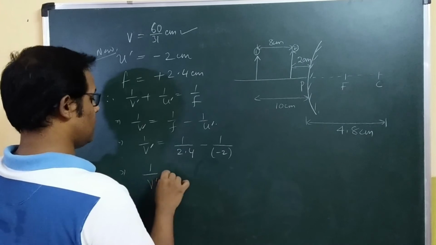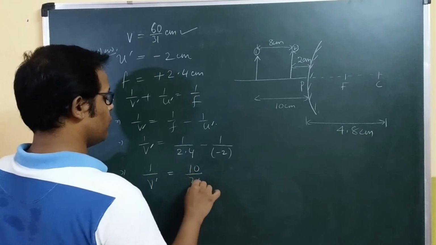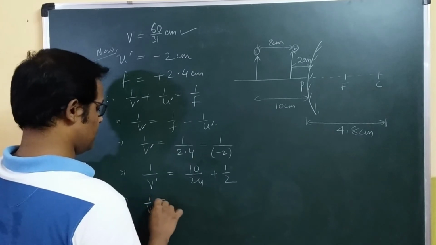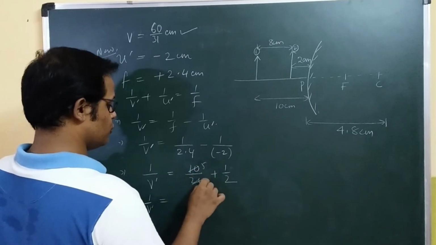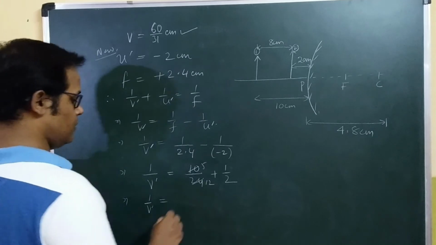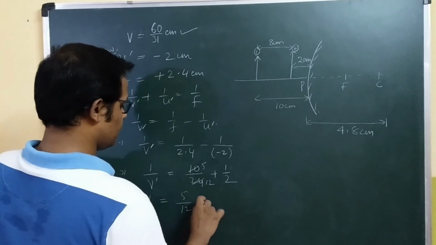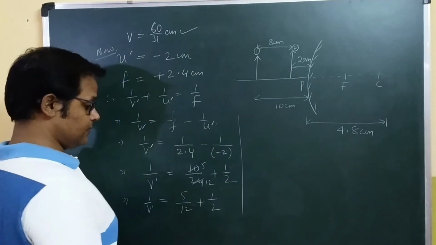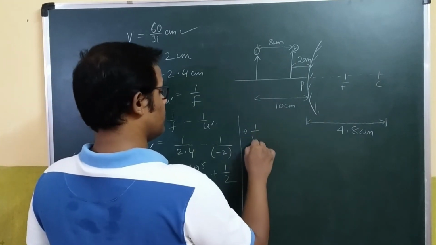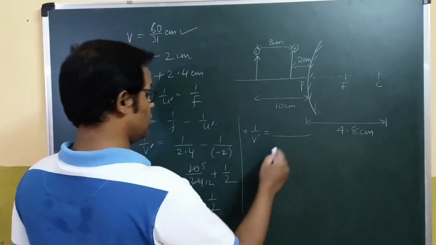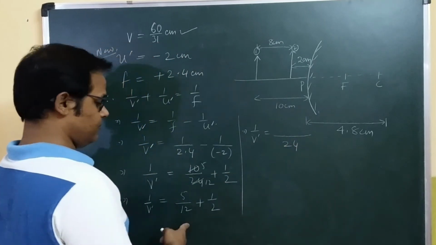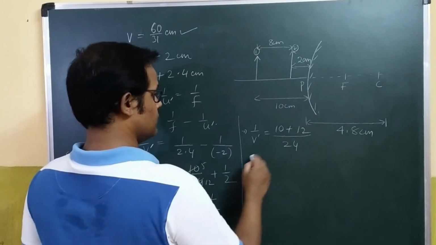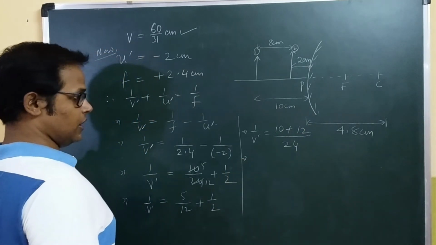So 1 by V prime is equal to 10 by 24 plus 1 by 2. So 1 by V prime is equal to 2 5s and 2 12s. So we are going to get 5 by 12 plus 1 by 2. So let us do it there. Is that clear? Okay. So 1 by V prime should be equal to, 12 2s is 24, is the LCM. 2 5s 10 there and 2 12s. Everything is going clear.